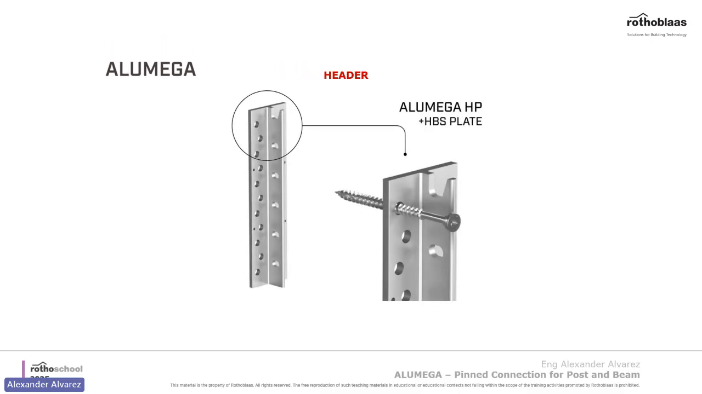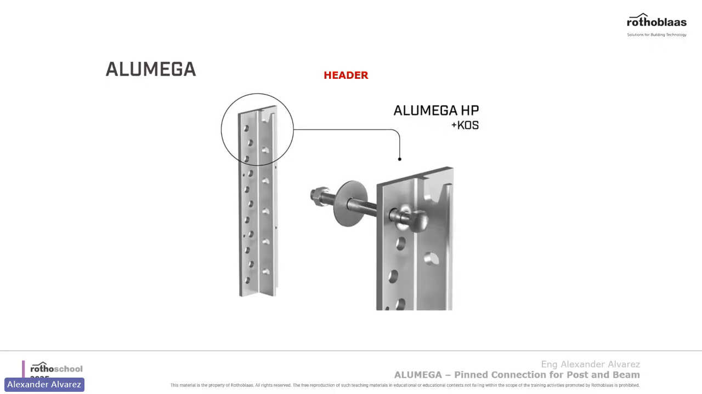You can see the Alumega HP, you usually are using our HPS plate screws. You can apply this on the main column or the main beam. You can use our metal to timber fasteners, our HPS plate screws, but you can also use other fasteners as well. So you have the COAST, which is a through bolt. You can use that as well.